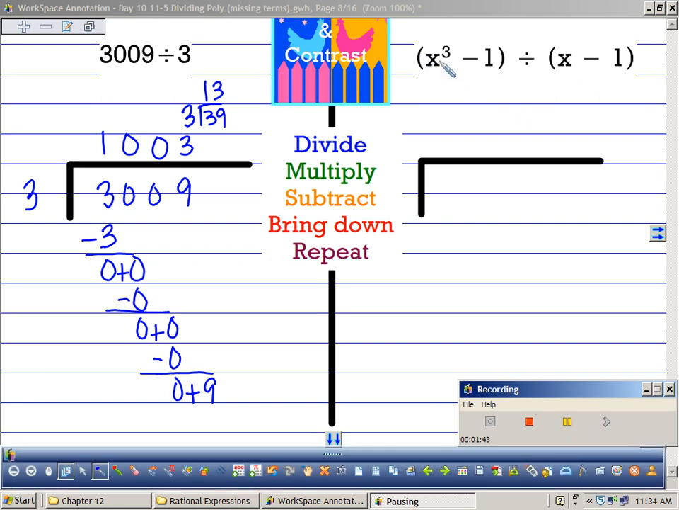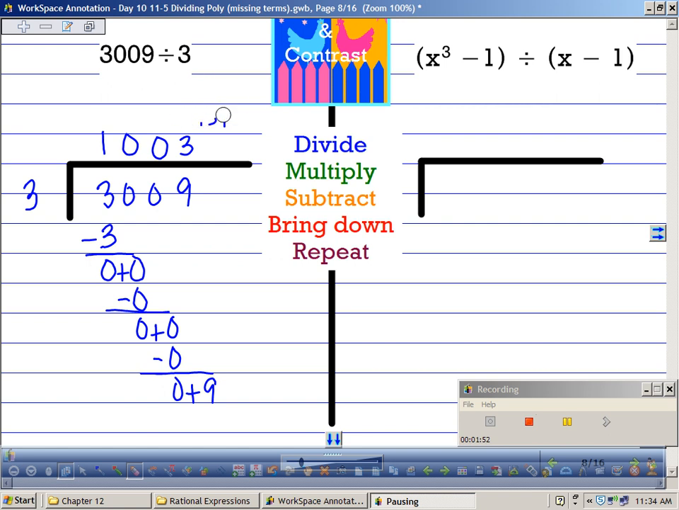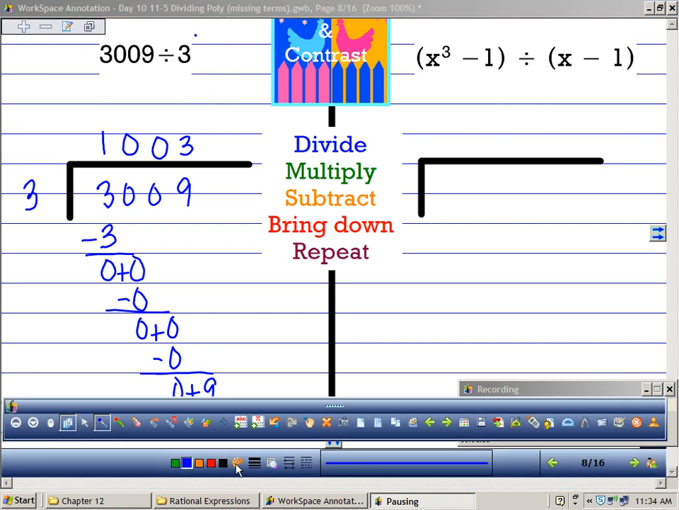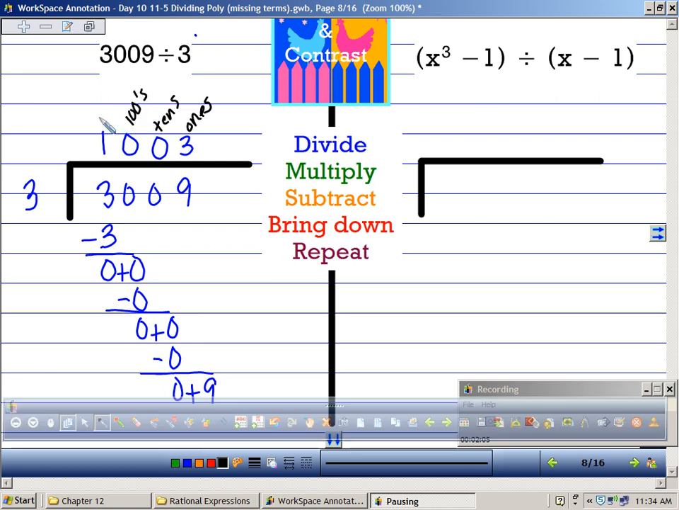So now I'm going to show you how this relates to this. We need the zeros because this is the ones place. Let me erase this. This is my ones place. This is my tens place. This is my hundreds place. And this is my thousands place. Without those place markers, we would just have 13, right?